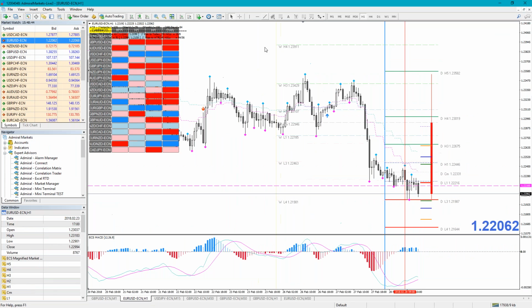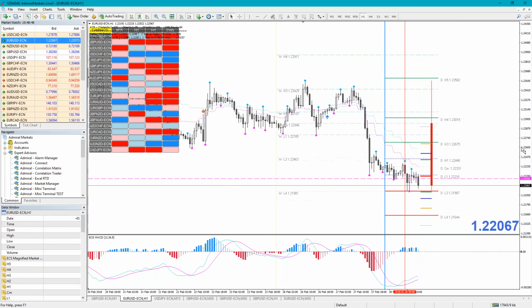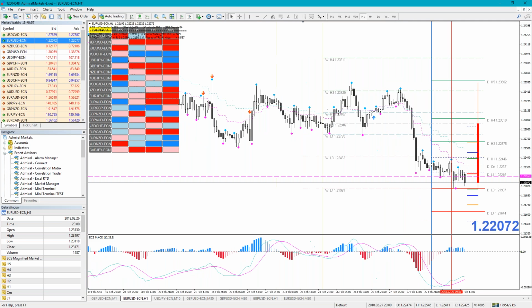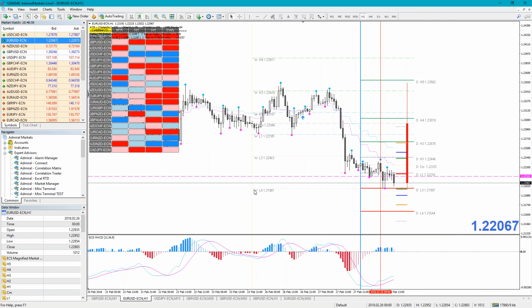Here you can see the price actually rejected from weekly L4, and this dashboard is telling me that the daily trend is still very strong to the downside. So what I expect here, if I see a clear close below weekly L3, is that price should go further down towards daily L4 and possibly reach the ATR projection low down there.